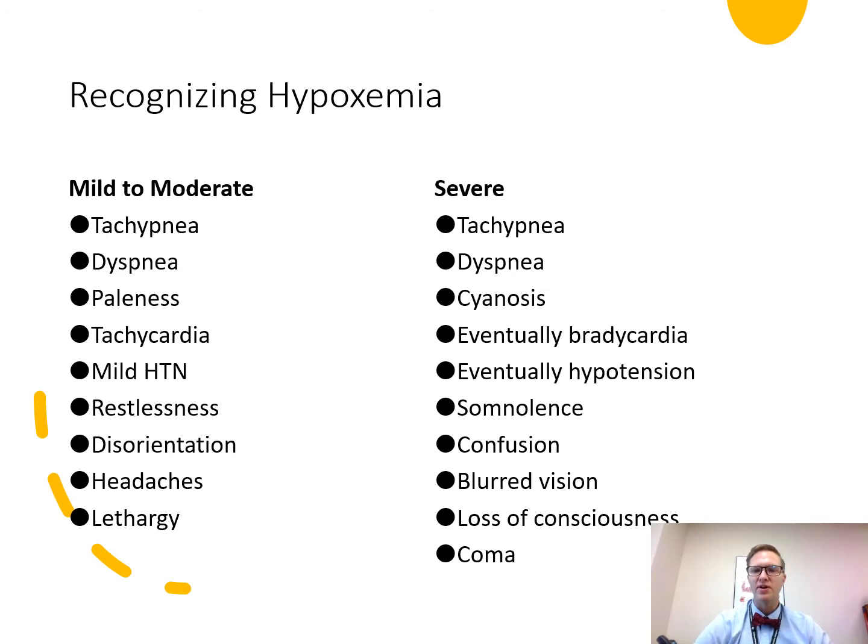So when we're looking at signs of hypoxemia, these are the bedside clinician's signs of hypoxemia, categorized over here as mild to moderate or severe. With severe signs of hypoxemia, you're going to see some congruency between these two categories. However, one is going to be lethargic and one's going to be coma, a loss of consciousness. The other one's going to be, hey, I'm having a lot of bad headaches right now, right?